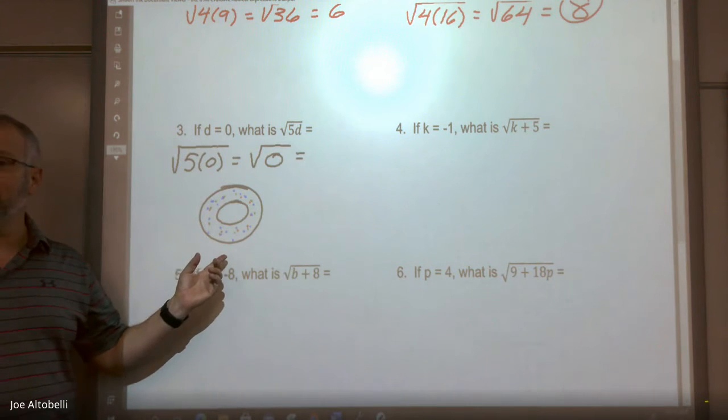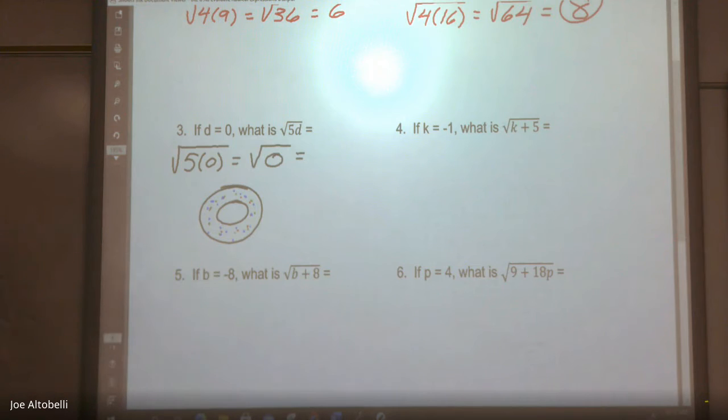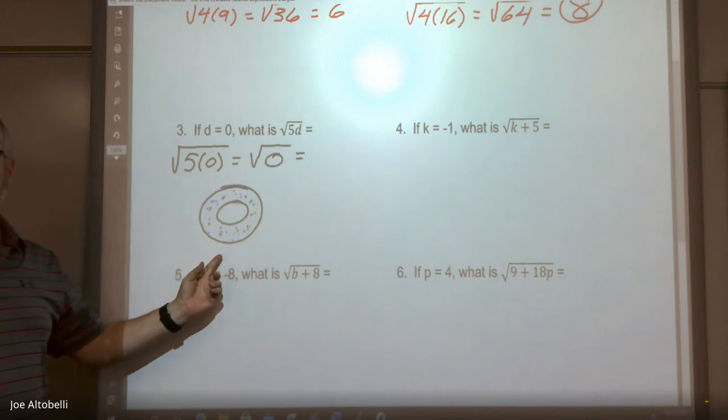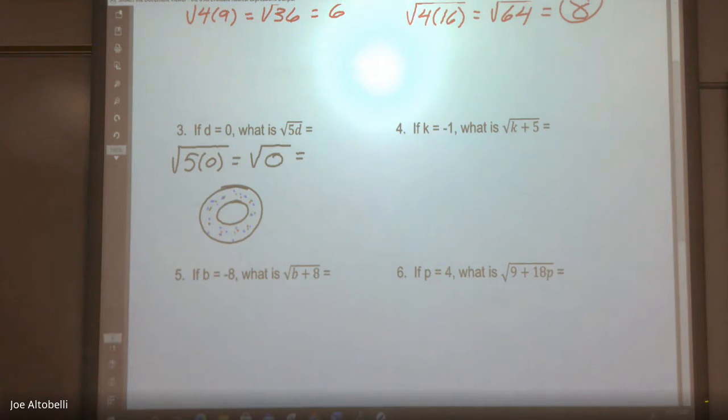Notice I wrote extra big 0 so I could get an extra big donut. All right, so 5 times 0 is 0. Square root of 0 is 0. Number 4.